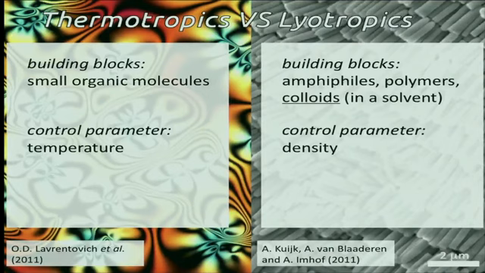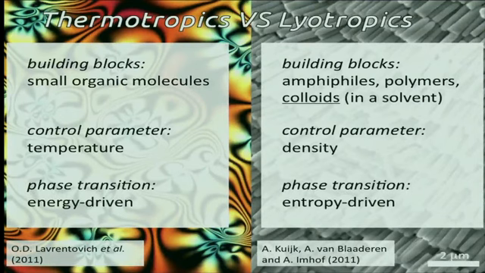These distinctions have important consequences for the physics of liquid crystals. First of all, the control parameter for the liquid crystal transition is the temperature in thermotropics, as the name says, and the density in lyotropics. In thermotropics, energy plays an important role in stabilizing the various liquid crystal phases. In lyotropics, typically, it's only the entropy. So the liquid crystal transitions are entirely entropy driven, and this is precisely the case I'm going to consider.